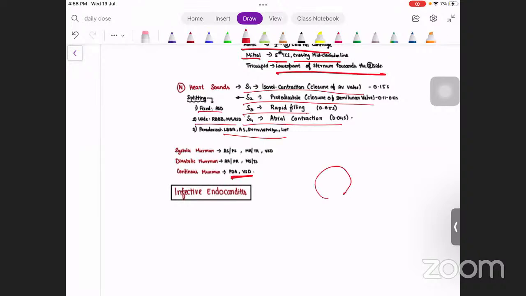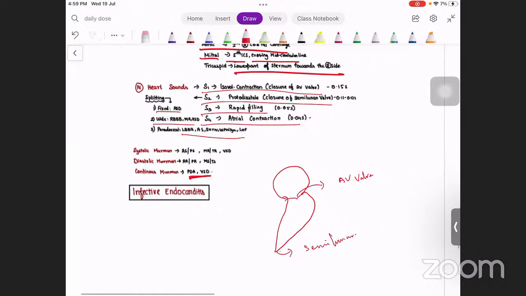Now we are moving on to the cardiac cycle. Consider this is your mitral valve, like an AV valve, and this is your semilunar valve. Whenever there is a systolic event, which indicates ventricular systole, during the ventricular systole, which valve will open and which valve will close? During the systole, your semilunar valve will open.